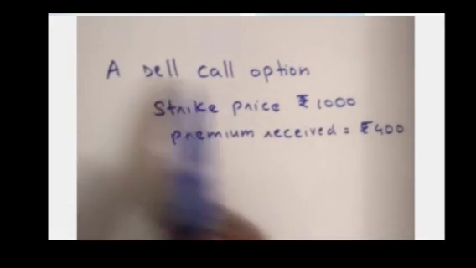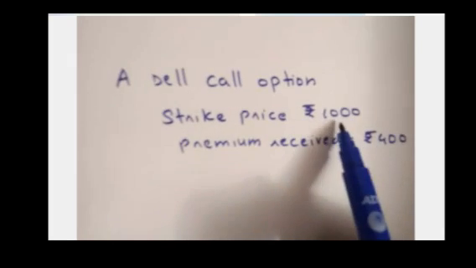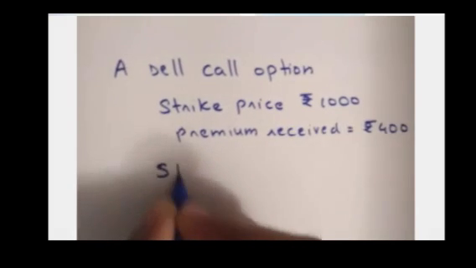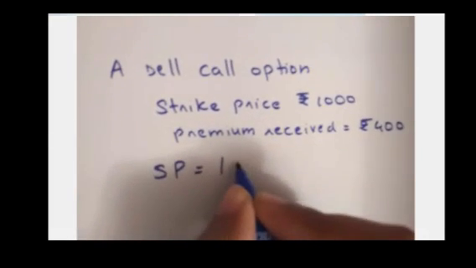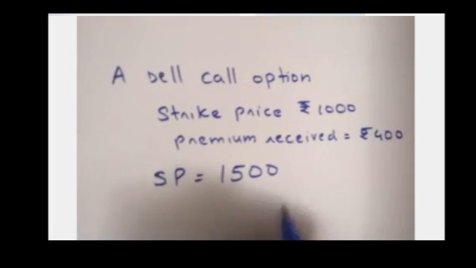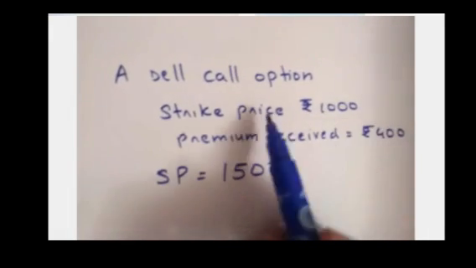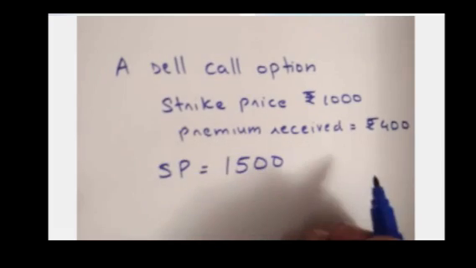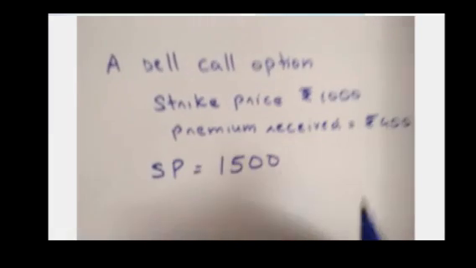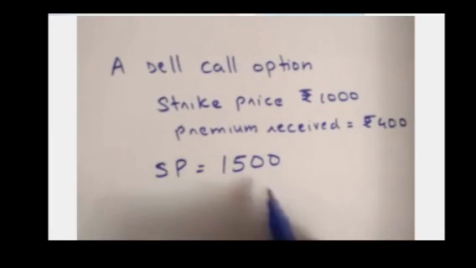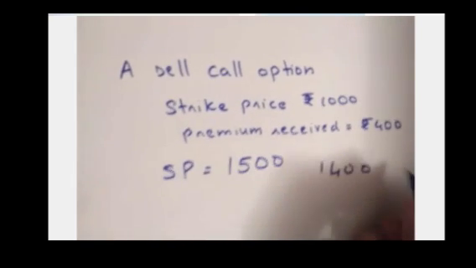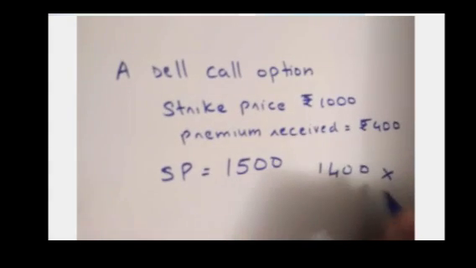So now let's see the example of a short call. A sells a call option where the strike price is rupees 1000 and the premium he receives is rupees 400. Suppose the spot price is 1500. So the strike price along with the premium will be 1400. So the buyer will obviously exercise the option. When the buyer exercises the option, A has to sell because he has an obligation. So A has to sell it at 1400 to the buyer. Suppose the buyer is X, he has to sell the share at 1400 to X.